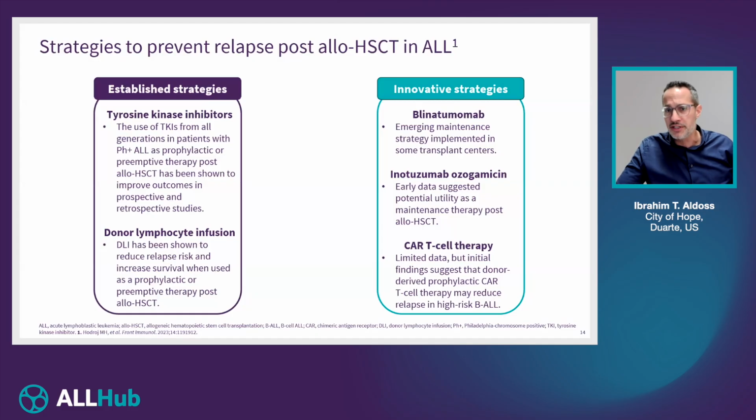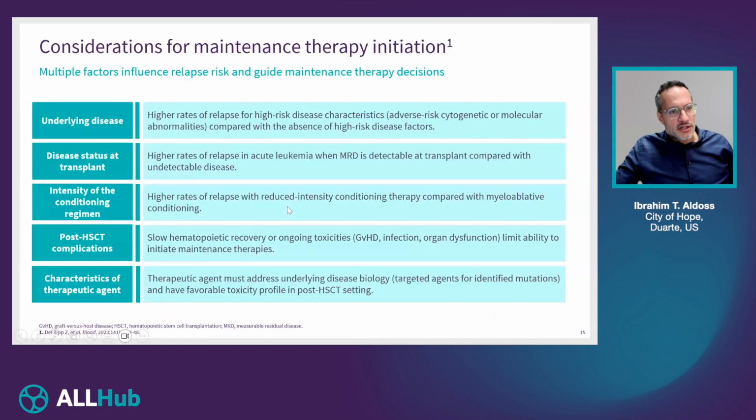But there are some innovative strategies. You have immune therapy. Many people are excited about immune therapy as a way to prevent relapse after transplant, because the challenge after transplant is that patients tend to be more sensitive to treatment. And if you have an effective, safe treatment, this will motivate physicians to provide it to the patient. So these are some of the considerations for maintenance therapy initiation.